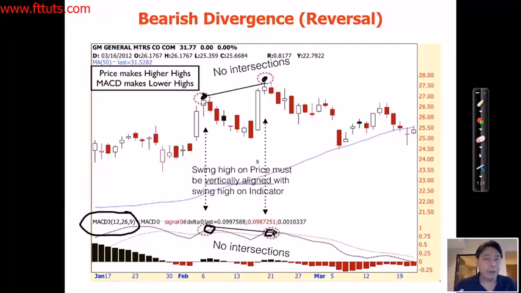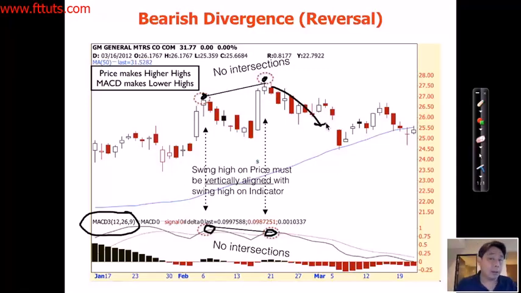And this swing high on the price corresponds to this swing high on the MACD. So do we have a divergence? Yes, we do, because on the price, it's making higher highs, right? But on the MACD, it's making lower highs. So there's a conflict or a divergence. And the moment you see that divergence, you're going to anticipate that price is not going to continue going up. It's going to come down, all right? So over here, we anticipate that it's going to go down.